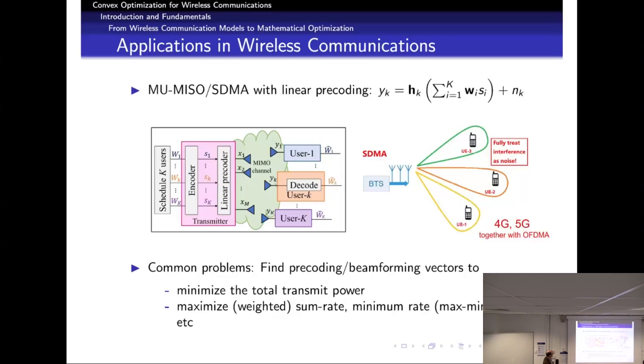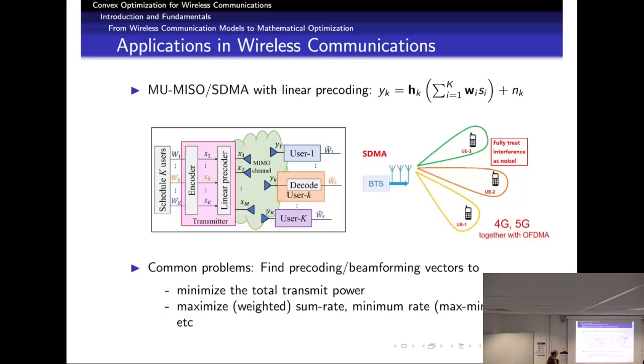You have K users that you schedule. So for instance, you have your 20 users that we had in the cell. And now we decide on a subset of those users that we're going to schedule at a given time instance. And you have the bits of information that you want to transmit to those different users. And you encode them using state-of-the-art error-correcting codes, and you encode them into K independent streams, S1 to SK.